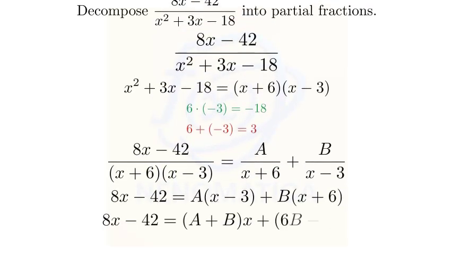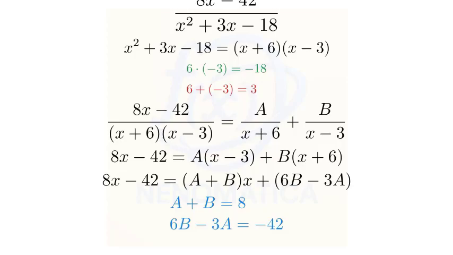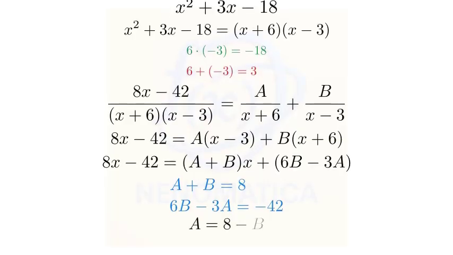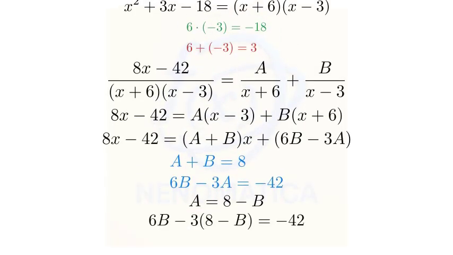Now expand and collect like terms. Equate coefficients of x and the constants to form a simple system. Solve the system. From the first equation, a equals 8 minus b. Substitute into the second equation.